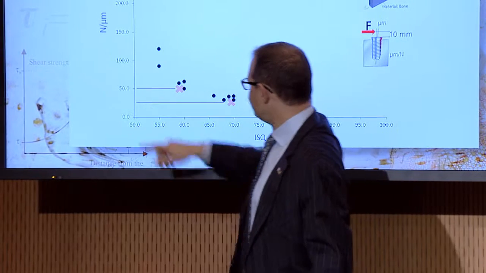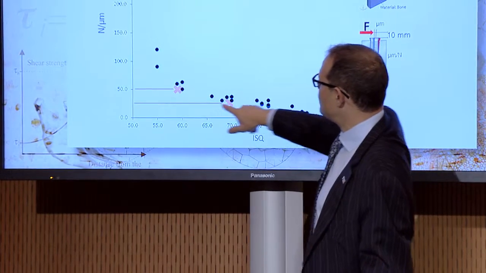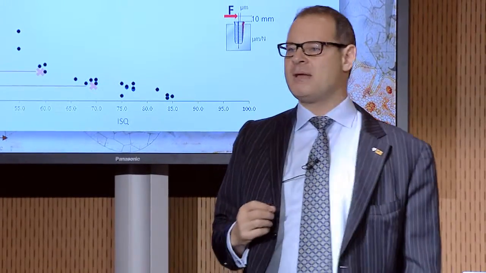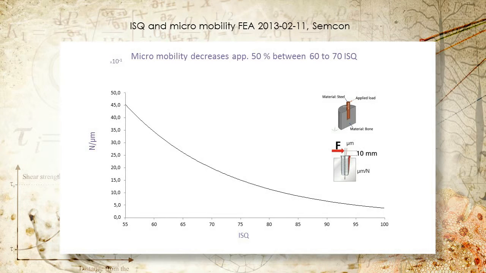Even between 50 and 70 ISQ, as the curve plateaus, we still see an almost 50% reduction in micromobility, or a 50% increase in stiffness. Looking at it without the scatter plot dots, this is how the curve looks. And you can understand now that once you get to an ISQ of, say, 70, changes in ISQ make relatively small incremental changes in stiffness.